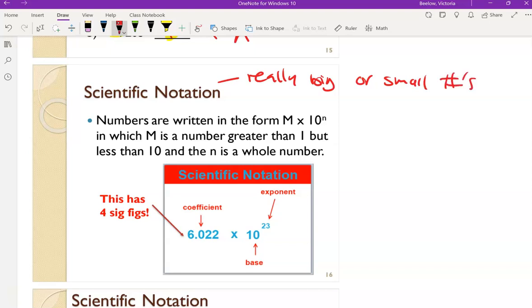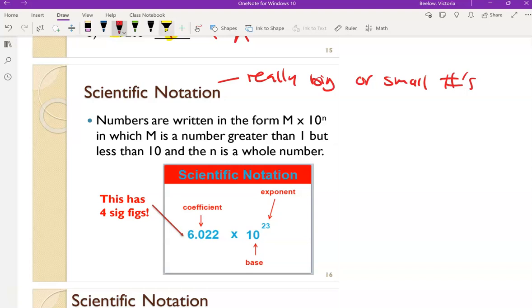Especially in chemistry, we're talking about really big numbers. We're talking about so many different types of atoms or molecules. Those are so tiny that when we're counting them, we're going to be counting lots of them. So it's easier to write in this notation instead of writing out a number with a bunch of zeros. Or if we're weighing something really small, it's easier to use scientific notation instead of writing out a bunch of decimals.